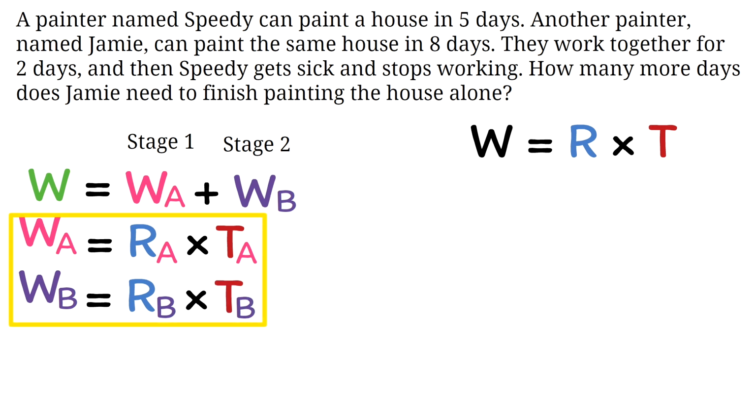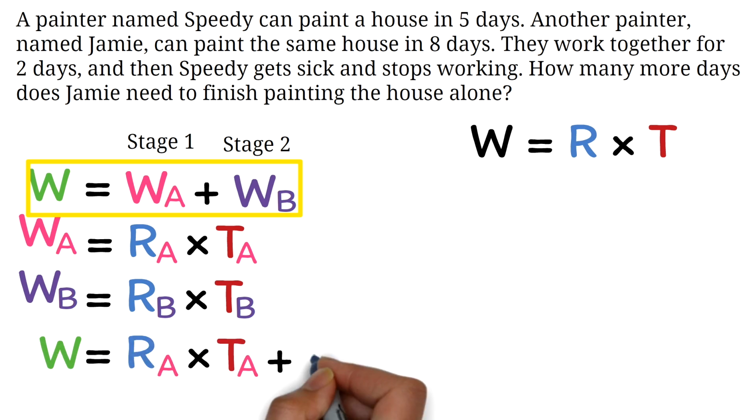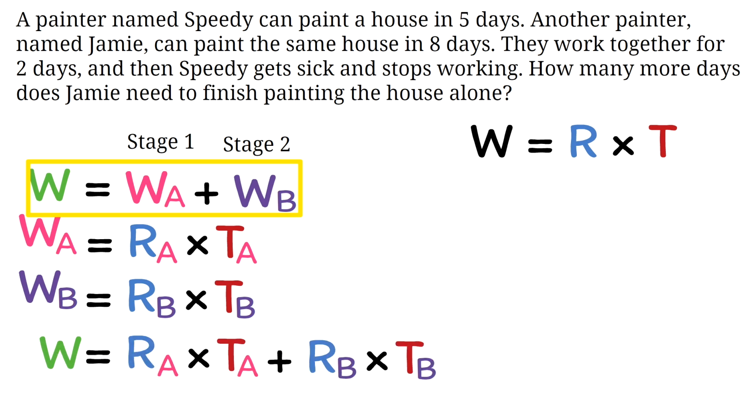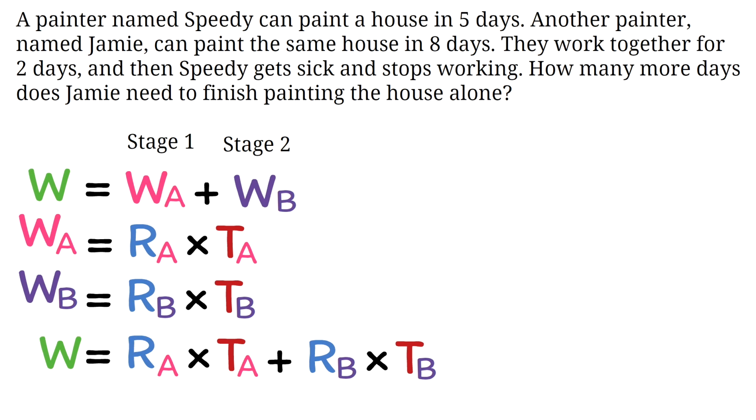Now, if we put these two formulas into the first one, we'll have total work done equals RA times TA plus RB times TB. So, this is the total work done formula. Next, according to the question, the work being done is painting one house. Therefore, the total work being done is just 1.